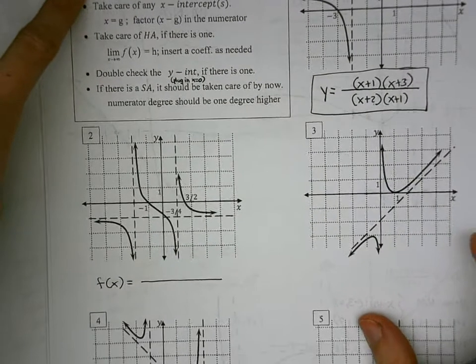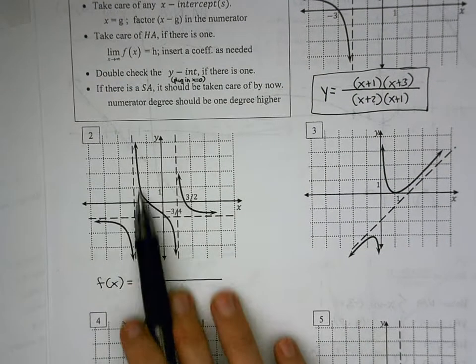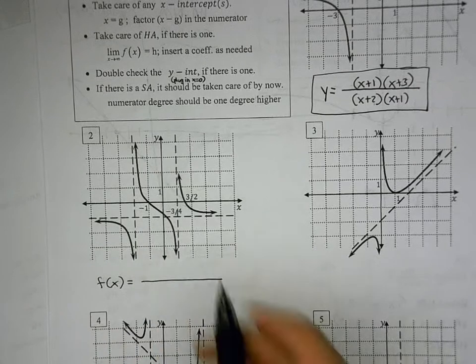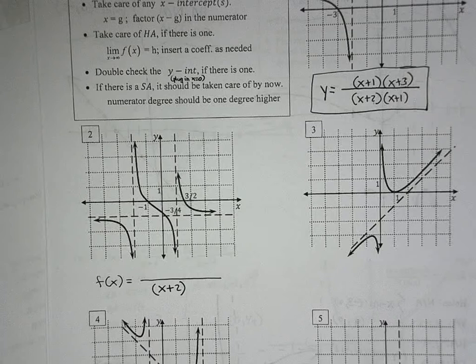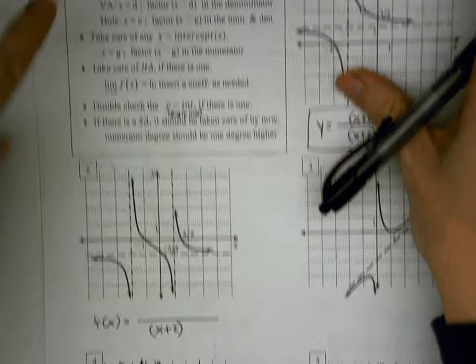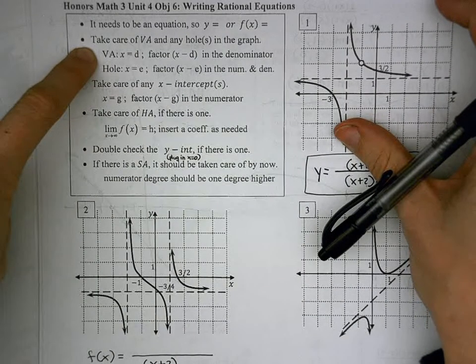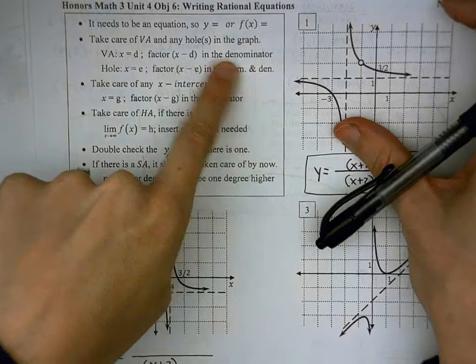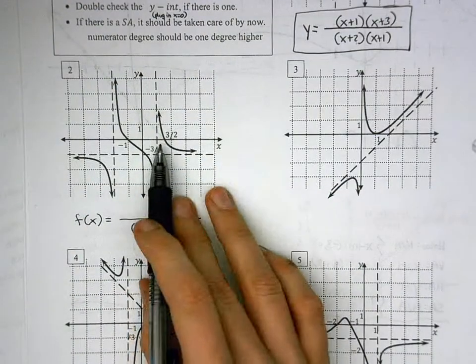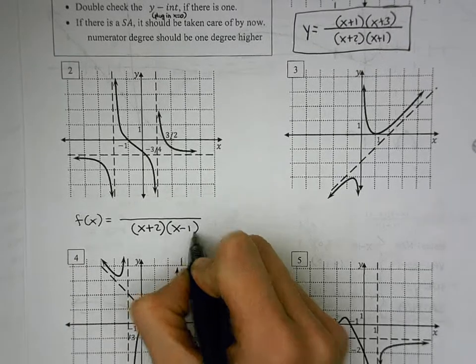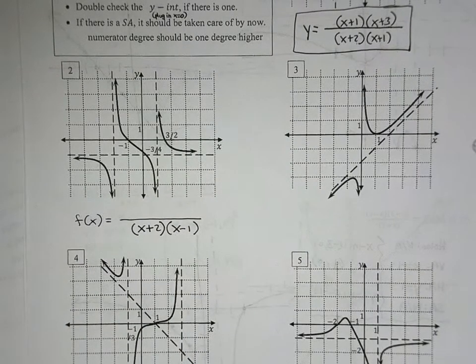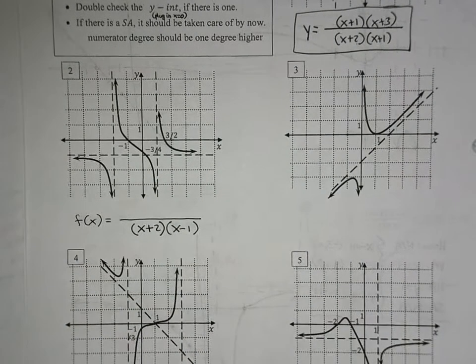I do have 2 vertical asymptotes in this case. My first vertical asymptote is at -2, so x minus -2, or x plus 2, is going to go in the denominator, just like it says up here for your vertical asymptotes. It goes in the denominator. I have another vertical asymptote at 1, so x minus 1 is also going to go in the denominator. I have no holes, so I'm done with that step.